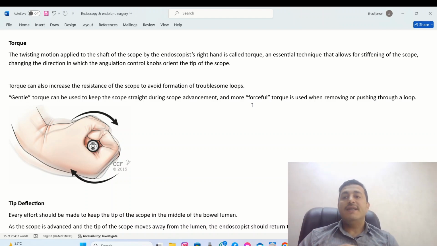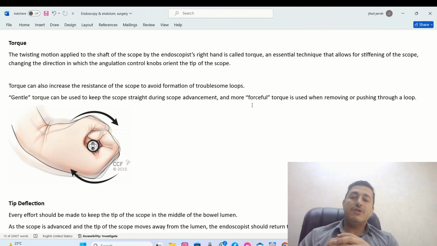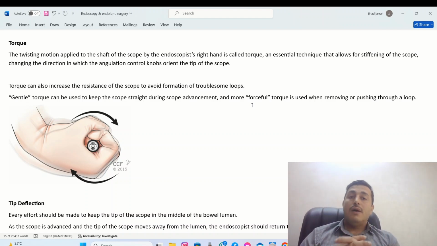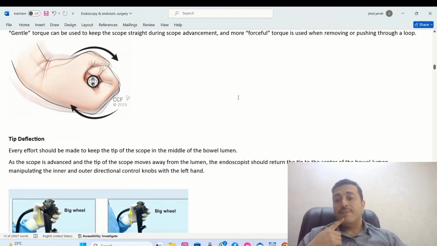One of these tricks is the torque. Torque is the circular movement, like this. As you see in this picture, this movement while inserting will increase the stiffness of the scope, so it can be inserted without looping, for example, and it will increase the resistance. This is one of the techniques we can use.